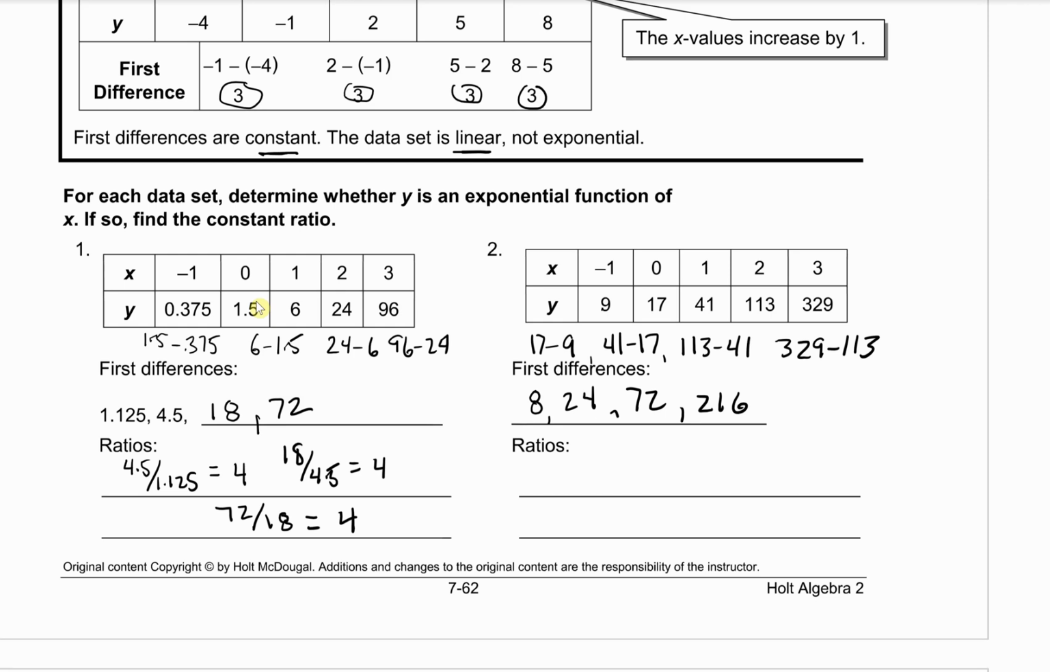Look at how quickly these numbers are going up. We're going from 9 to 329, and basically we went from -1 to 3. We went 1, 2, 3, 4 spaces. So there's a big hint that these numbers growing so fast, it's probably going to be exponential, but we have to be sure. So now let's take a look. 24 over 8, that is 3. 72 over 24, that is also 3. And guess what? 216 divided by 72, you know what that is? That's 3. So this is exponential, and our common ratio is 3.